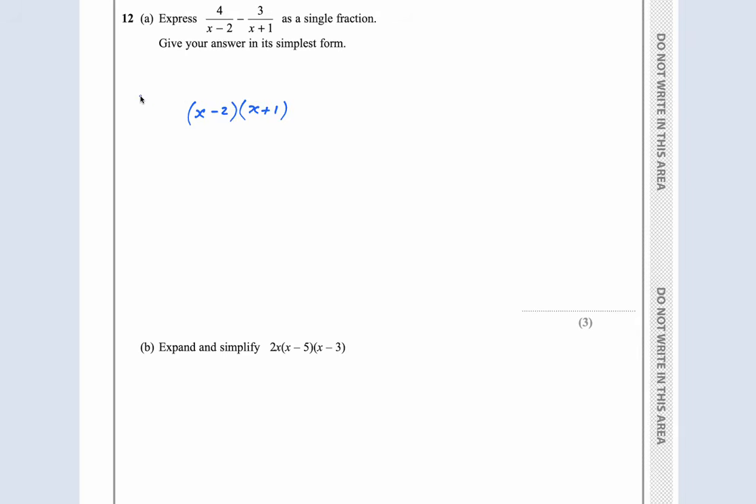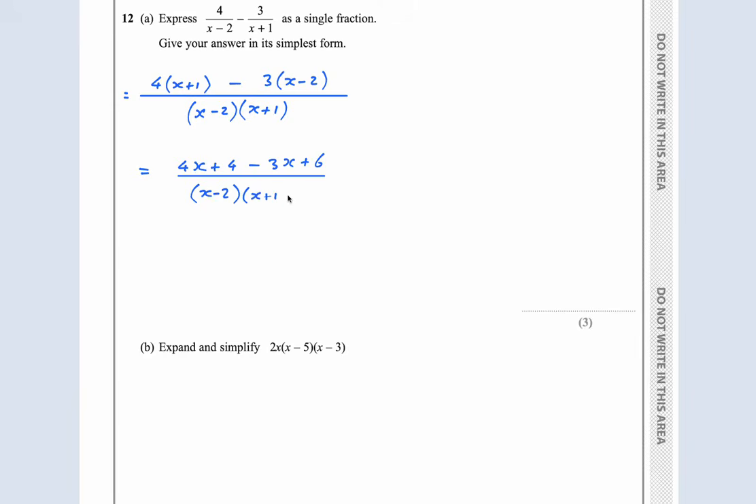So we multiply these together. Then we do denominator times x plus 1, numerator times x plus 1, minus denominator times x minus 2, numerator times x minus 2. Be very careful with this minus. Numerator is 4x plus 4. We're going to multiply it out because he wants it in its simplest form. Minus 3x plus 6. Be careful, minus 3 times minus 2 is plus 6. All over x minus 2 times x plus 1.